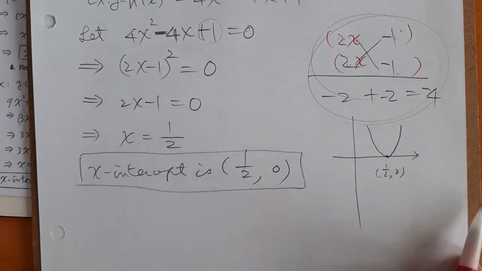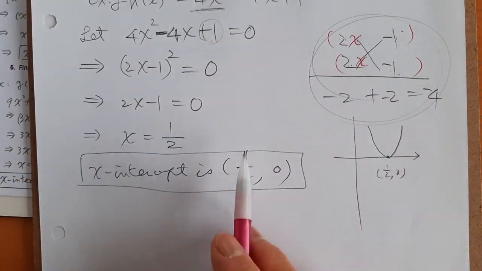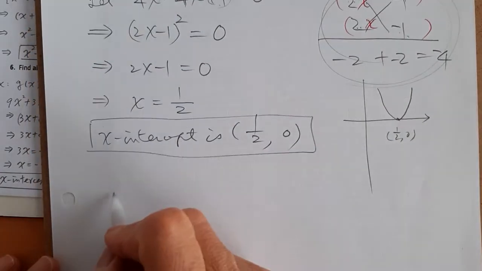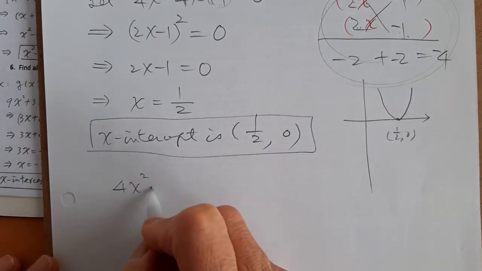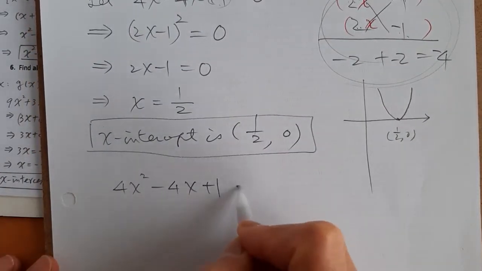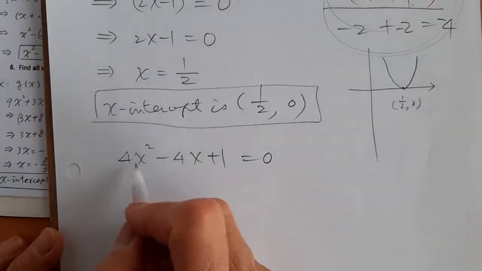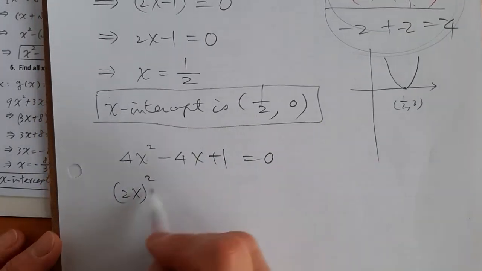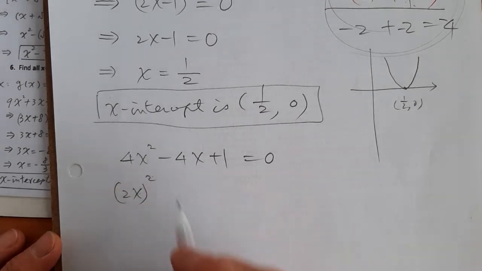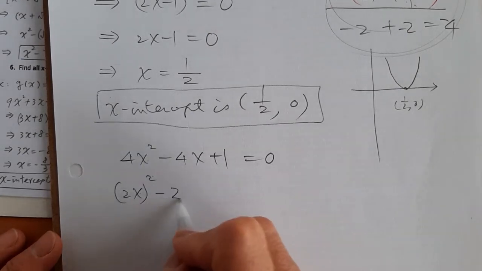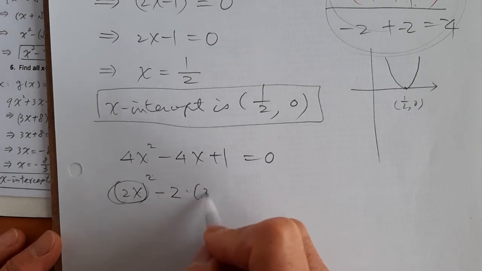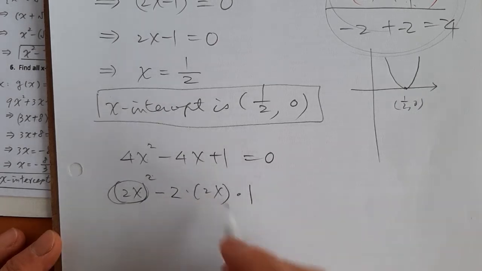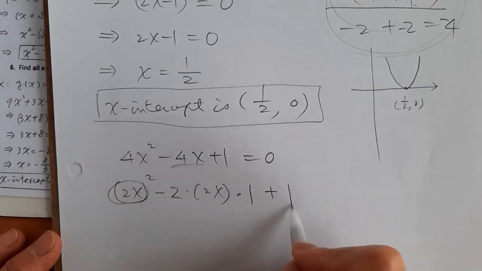You also can do it by formula, because 4x squared minus 4x plus 1 equals 0. 4x squared, you can write as 2x squared, quantity squared, 2 squared is 4x squared. Then minus 2 times a, which is 2x, times b, which is 1: 2 times 2x times 1 is 4x. Add b squared.